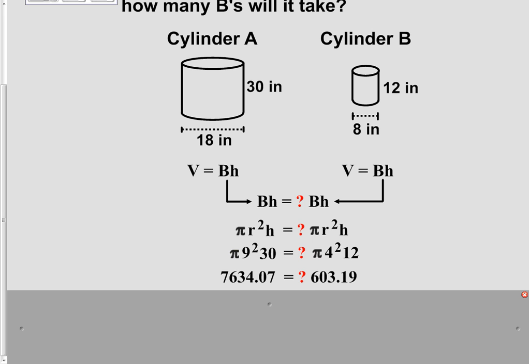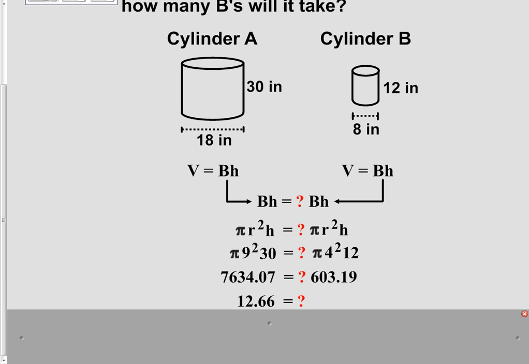So we have 7,634.07 is equal to how many 603.19s? Okay, so obviously it's a division question. We need to know how many times 603.19 can go into 7,634.07. When you do the division, we end up with 12.66.